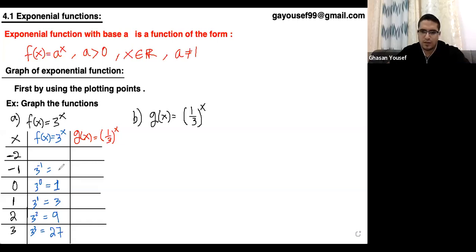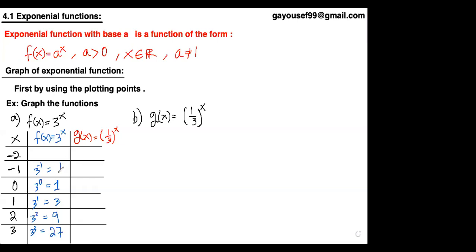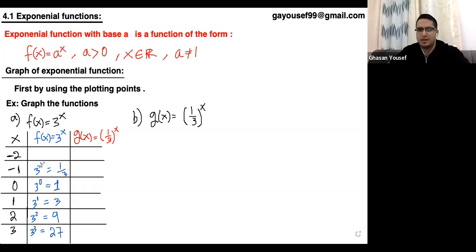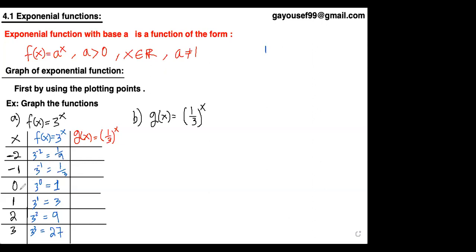3 to the minus 1 is 1 over 3, exactly. The minus means we have to flip the function. Now, what's 3 to the minus 2? When you see the minus, it means you have to put it in the denominator. So it's going to be 1 over 3 squared. How much is that? 1 over 9, correct.